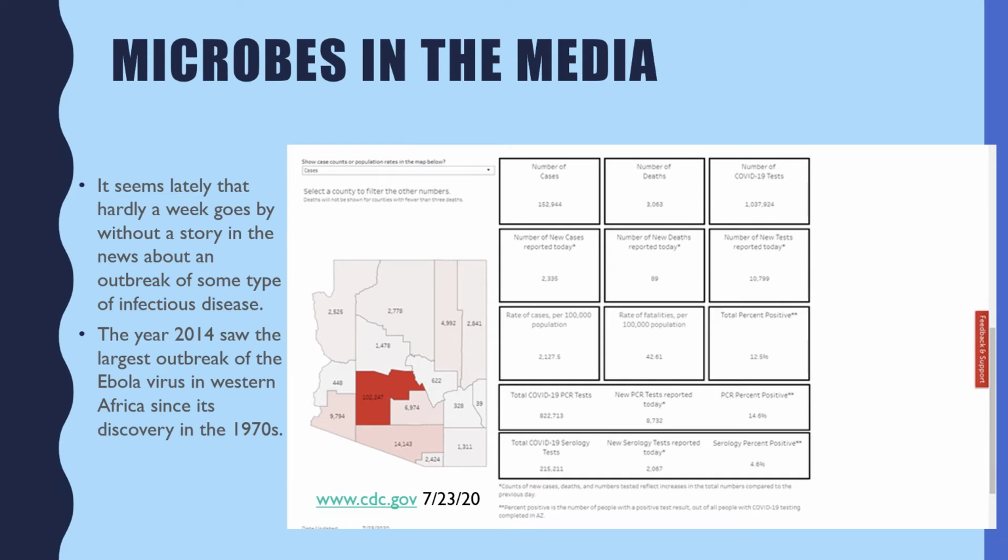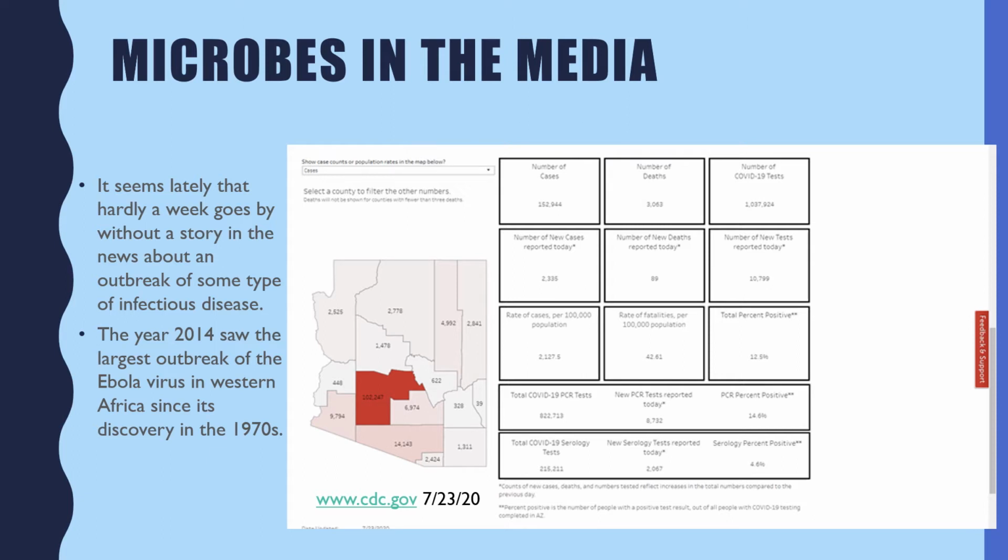I think that it's blatantly apparent that disease is not going to go away, especially infectious diseases. And as we know, because we're living it today, right? But even before COVID, we're always hearing about some outbreak of some sort of infectious disease. And the book talks about how in 2014, there was the largest outbreak of Ebola virus that Africa had ever seen since the 1970s. And I pulled this information off from the CDC's website, specifically about Arizona and COVID cases.